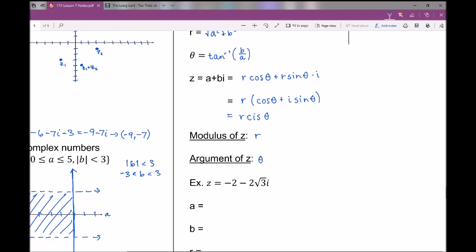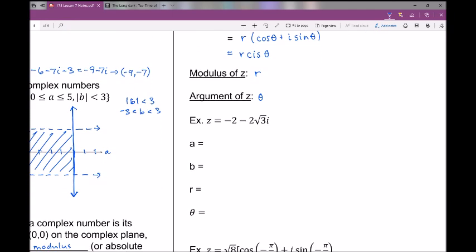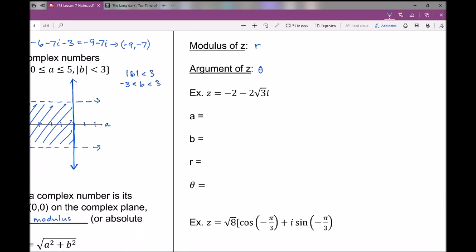So let's practice finding the polar form of a number. So we are given z is equal to -2 minus 2 times the square root of 3 times i. So first what we want to do, and you don't have to do this in the future, but I think when you're starting out it's really handy.